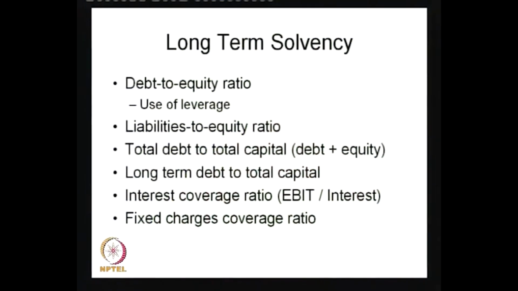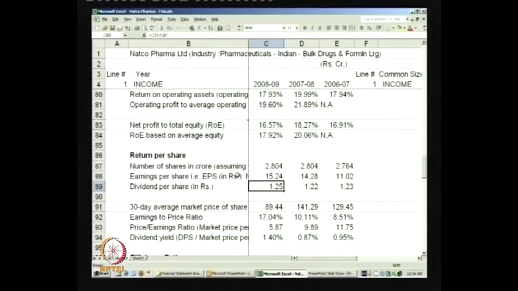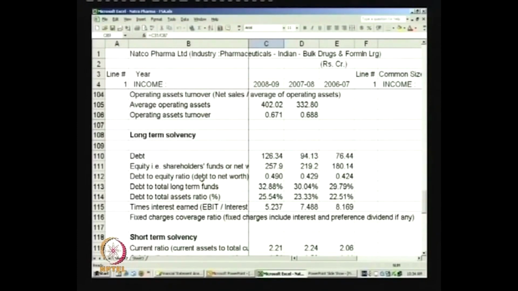If you look at our example, the debt equity ratio of this particular company, the debt to net worth, was 0.424 in 2006-7, and it has become 0.490 in the latest year. The interpretation of this 0.490 figure is that for every 1 rupee of equity of this company, the company has around 49 paisa of debt. That means this company has 1 rupee as equity and 49 paisa as debt.